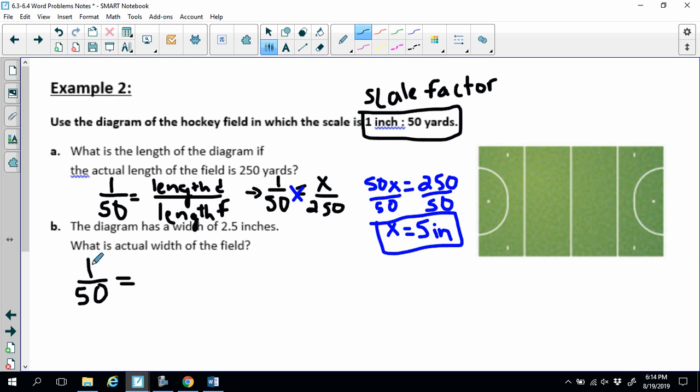Now, since the 1 inch represents our diagram, anything that deals with the diagram has to be in the numerator of our fractions. In this case, they gave us the width of the diagram. So I am going to write that as width D, just to represent, hey, that's the diagram. On the bottom, we're trying to find the actual width of the field. So I'm going to put width F, because that's what we're trying to find.